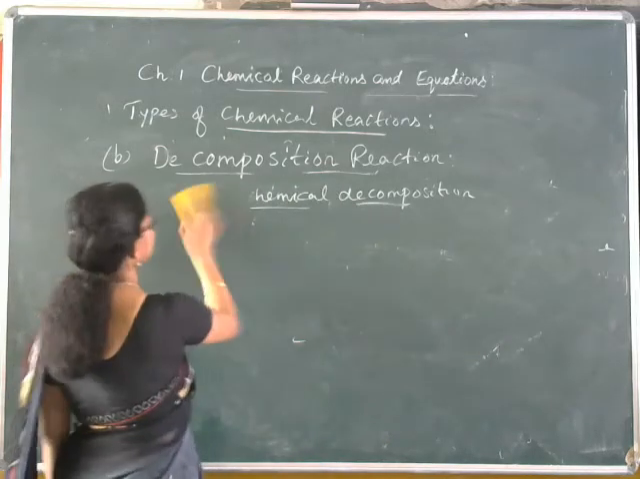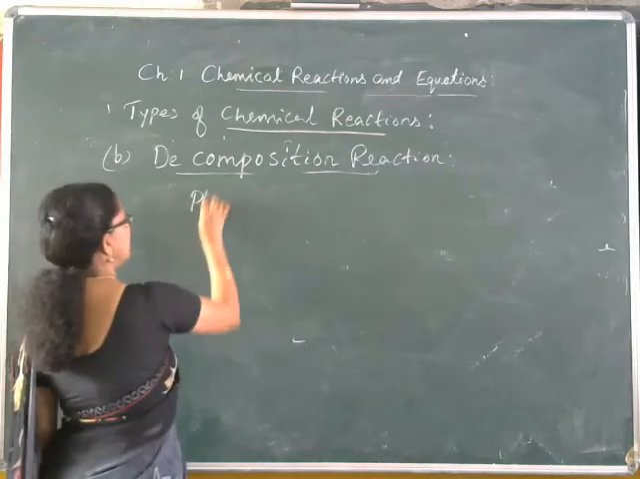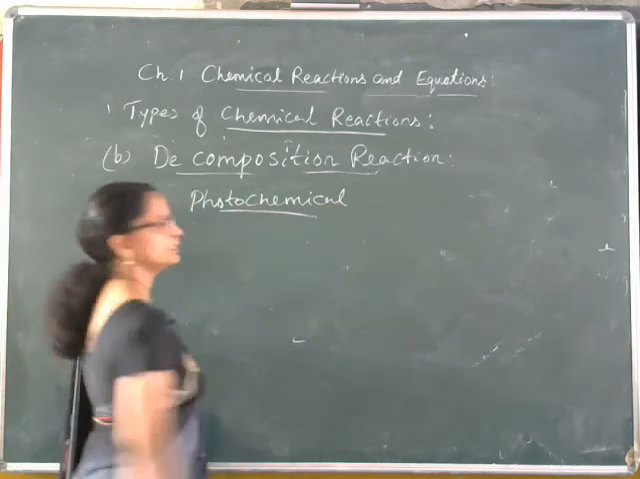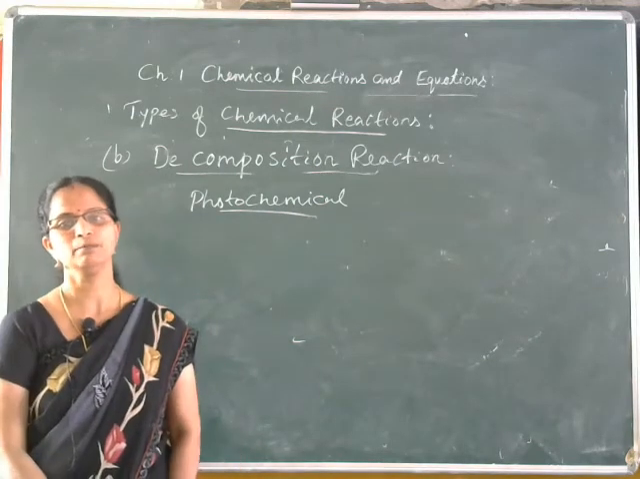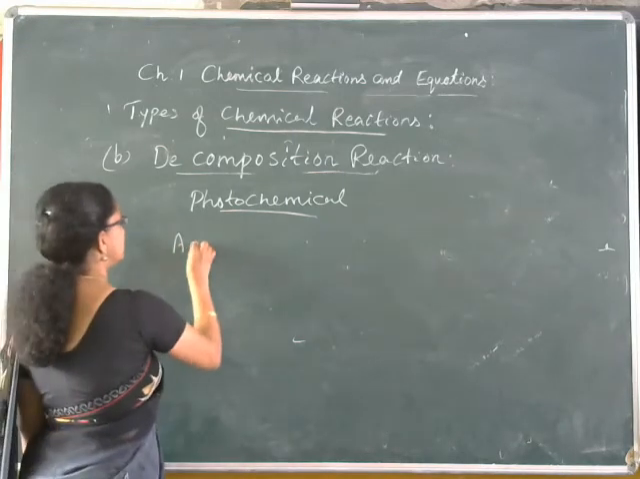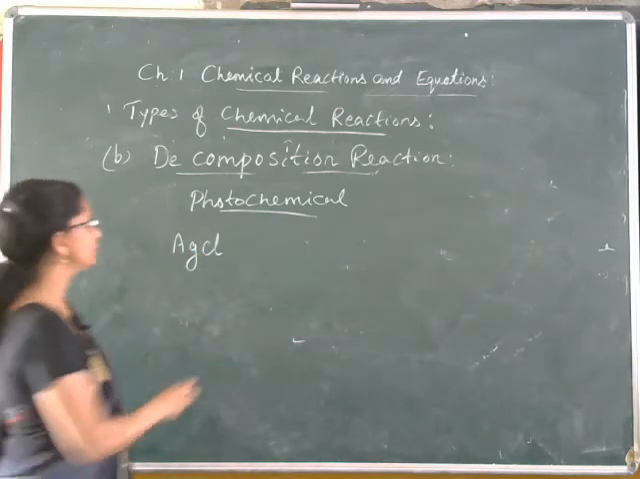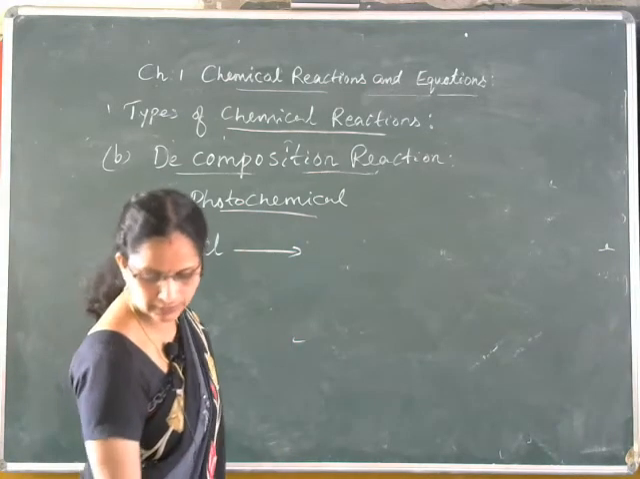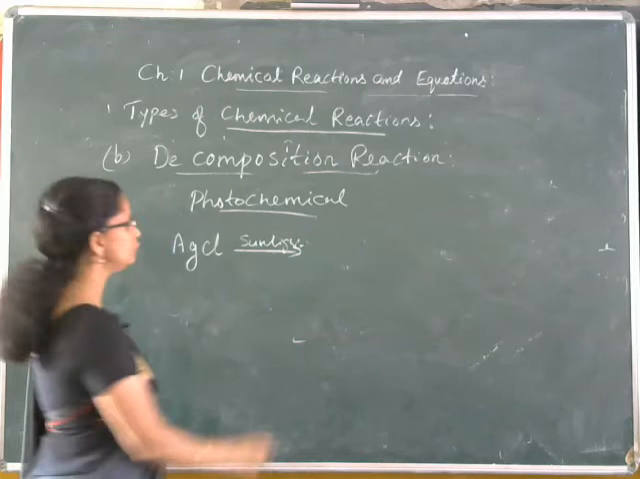Moving to the next type of decomposition, that is photochemical decomposition. In photochemical decomposition, a single compound or substance breaks into two or more substances by absorbing light energy. For example, silver chloride, AgCl, which is a white powder, when exposed to sunlight, we can see it breaks into two substances.